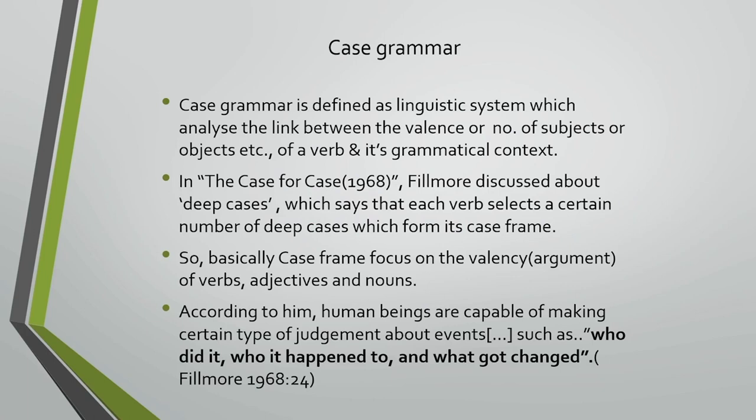According to him, human beings are capable of making certain types of judgment about events: who did it, what it happened to, what got changed and so on and so forth. If you ask this kind of question, the sentence gives you an answer. So, depending on how many cases a verb takes, these are the questions that you can ask and get answers for. Basically, it is the whole picture that the verb relates to.